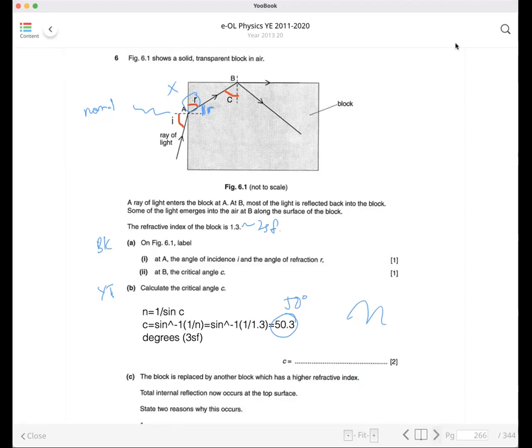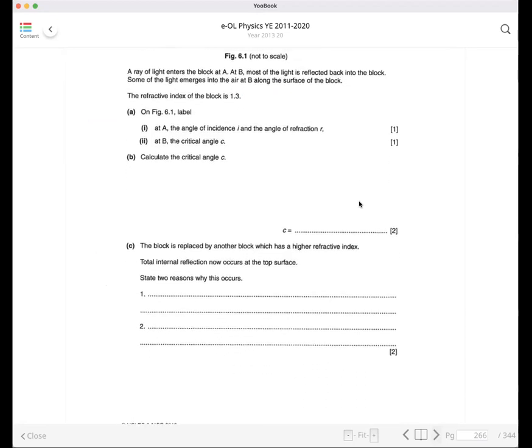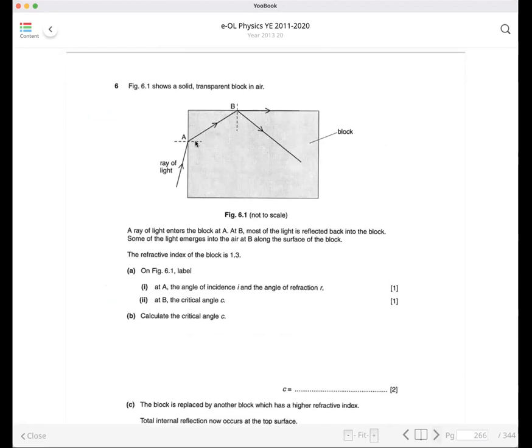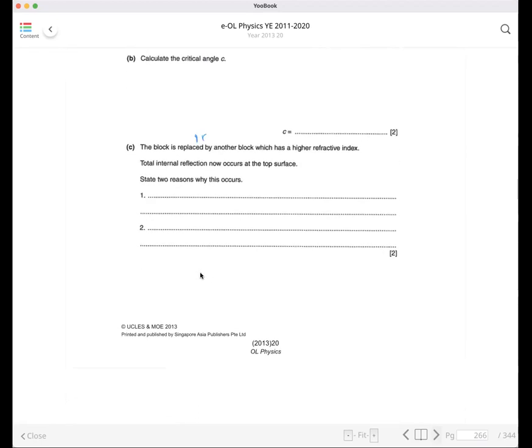Okay, everybody understand now? So part C. Bei Kwan, do you understand why the angle is here? Your refracted angle should be here. It's always to the normal. All your angles are always to your normal. Okay, let's do part C.